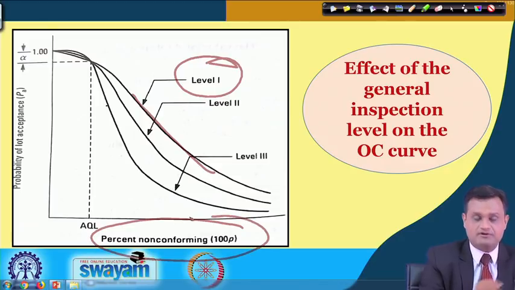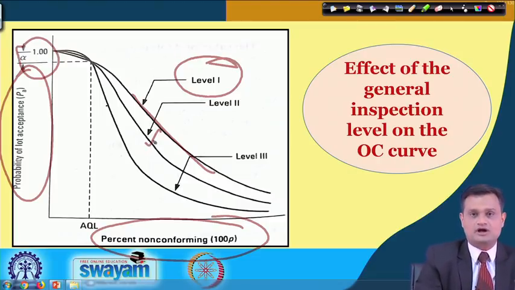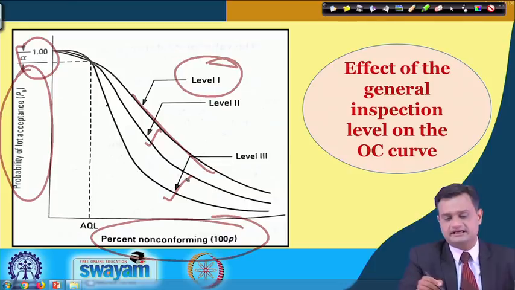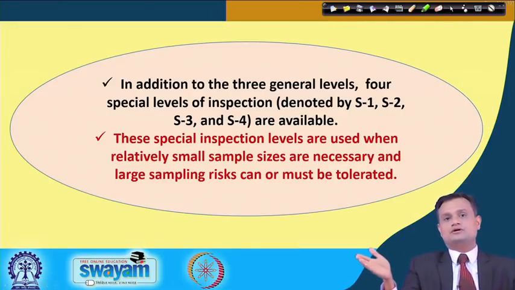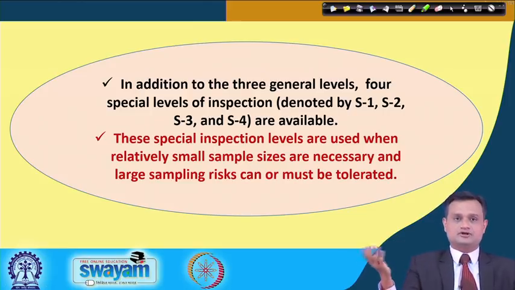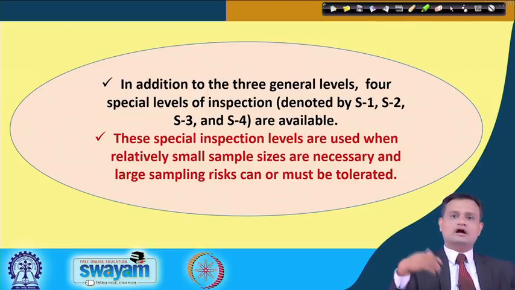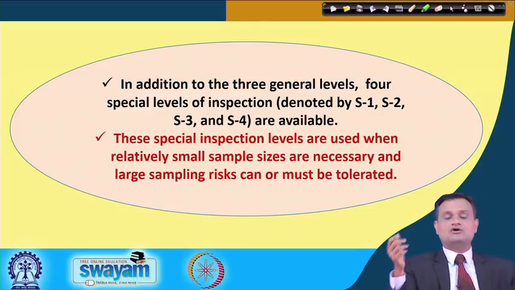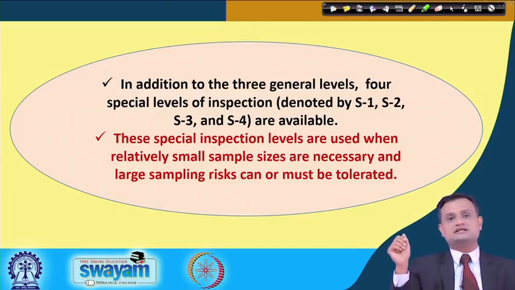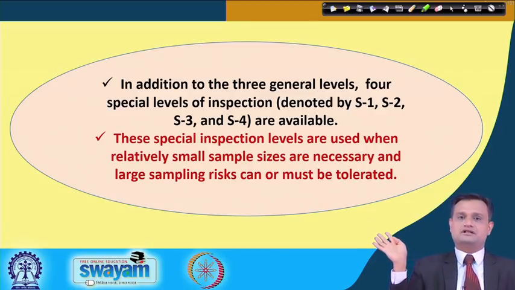You are comfortable with this percent non-conforming and probability of lot acceptance, this is my alpha, and level 2 is more discriminatory, level 3 is highly discriminatory in terms of its ability to separate out good and bad quality lots. Now, in standard plans you have some more variety, and this says that in addition to the general level, 4 special levels of inspection denoted as S1, S2, S3 and S4 are available.